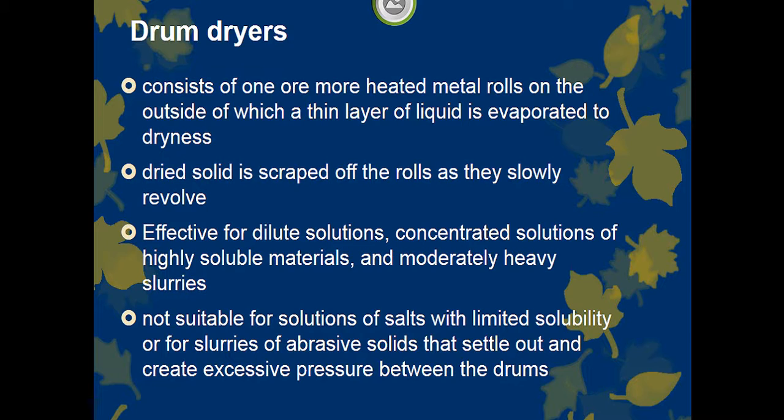Now, you could see this if you're going to do your OJT in Sugar Centrals. The very simple example of a drum dryer is your filter cake drum, wherein the filter cake is being sucked out of a particular bottom part of the equipment. And as the drum rolls, the moisture content of that particular filter cake clinging on the drum is being reduced. So this is effective for dilute solutions, concentrated solutions of highly soluble material, and moderately heavy slurry. In the case of the Sugar Central, our filter cake drum dryer is actually processing heavy slurry.